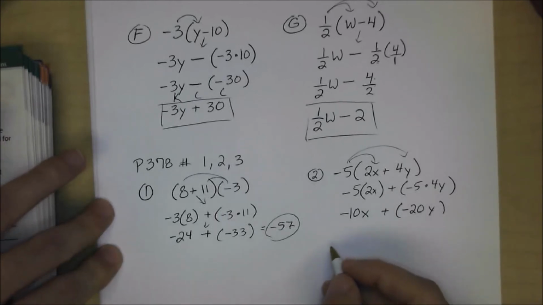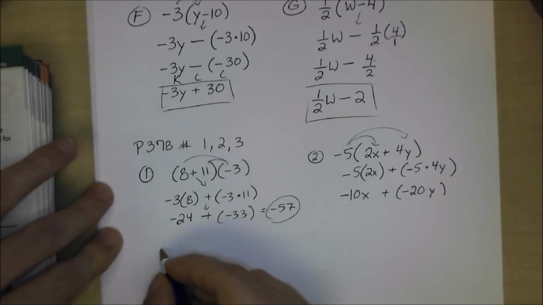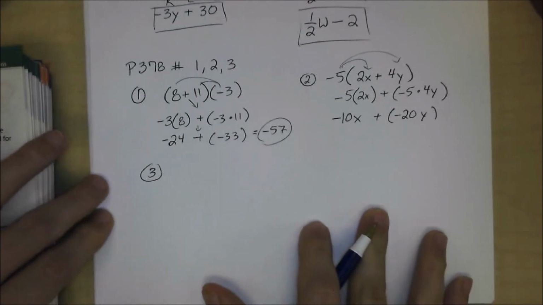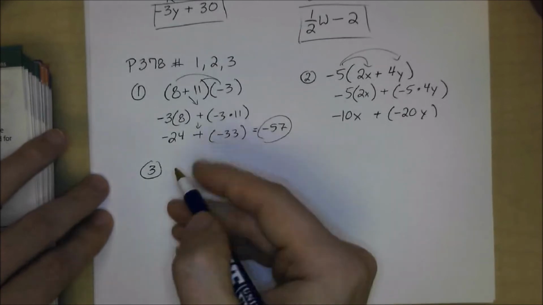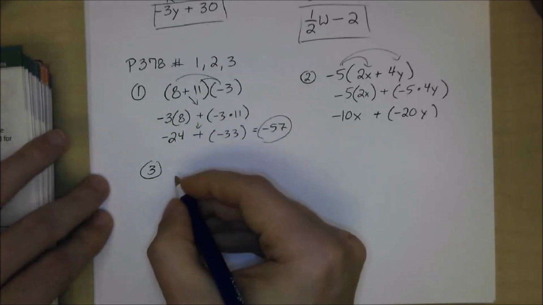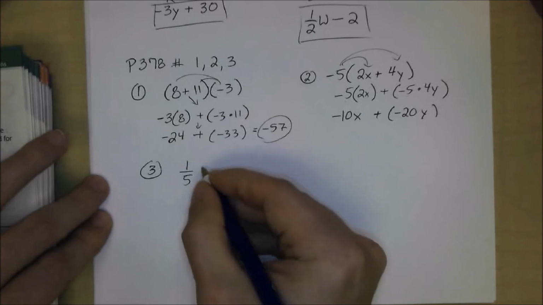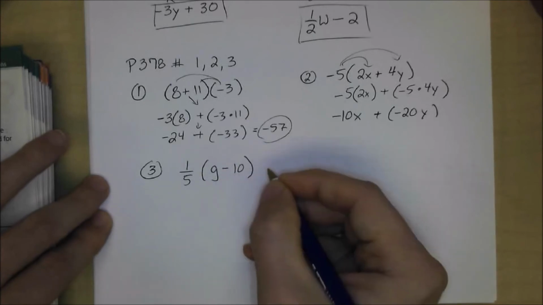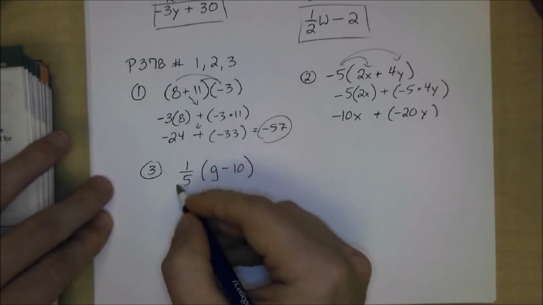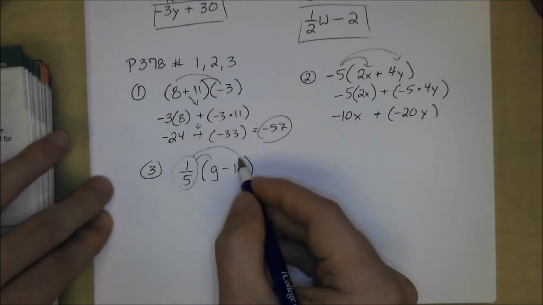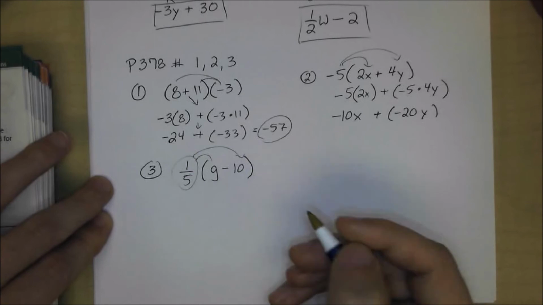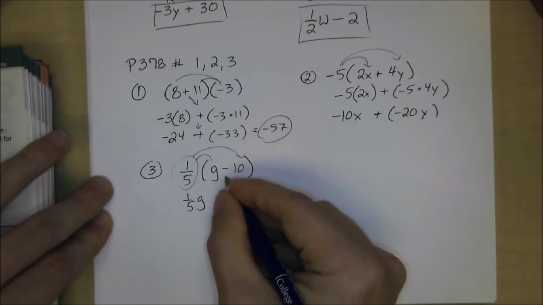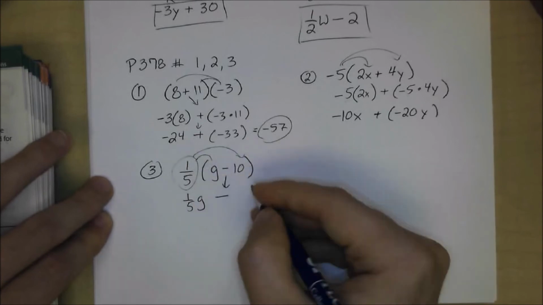Next, let's take a look at number 3. One-fifth times the quantity g minus 10. So I've got 1/5 times g and times 10, and it's a subtraction problem. So there's 1/5 times g minus 1/5 times 10.